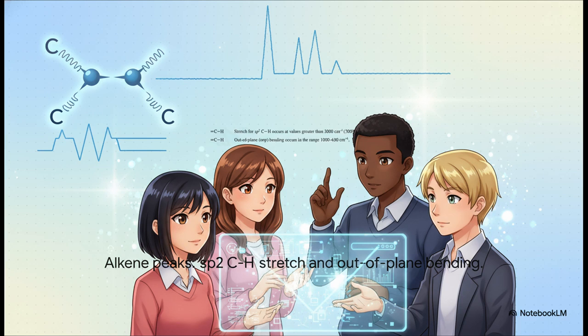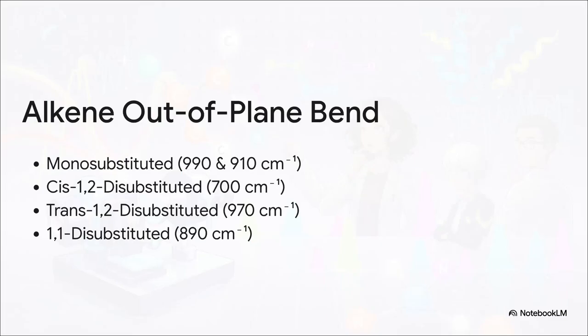Plus, alkenes introduce a whole new region to investigate, the out-of-plane bending peaks that show up between 1000 and 650 wavenumbers. And this is where FTIR gets incredibly powerful. We're not just asking, is there a double bond? We can actually solve the exact 3D shape, the stereochemistry, just by looking at these out-of-plane bending regions.